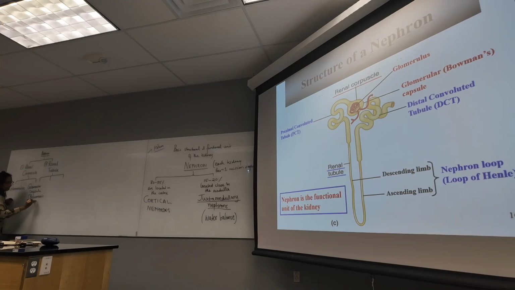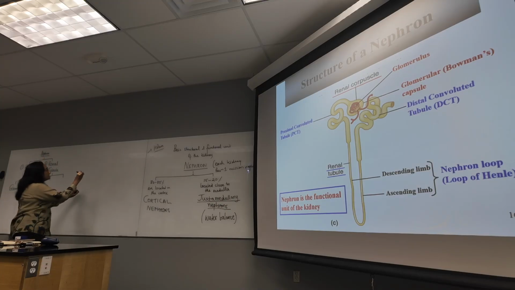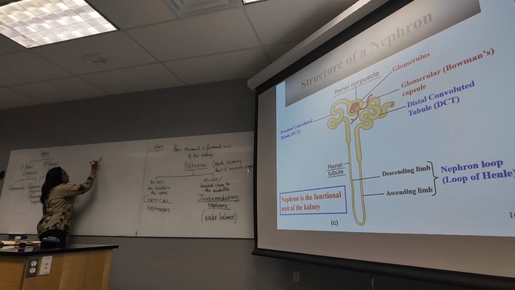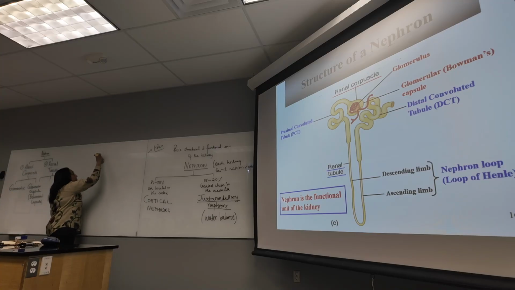Bowman's capsule, to honor the person, but the more recent term is glomerular capsule. So what is glomerulus? Glomerulus is just capillaries. Okay? Glomerulus is a network of capillaries, like that. Okay? Blood enters the glomerulus.